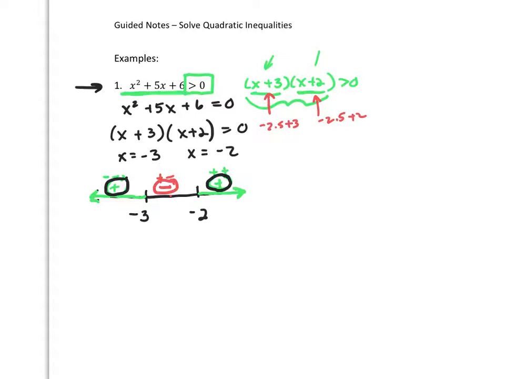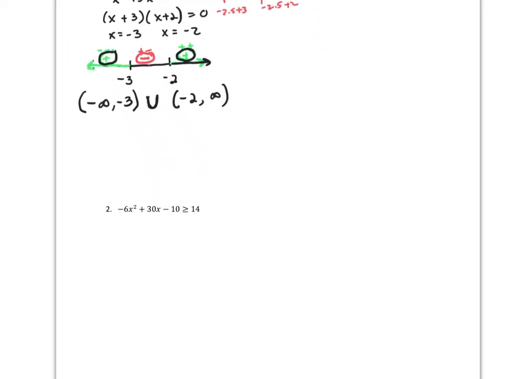So if I write that in interval notation, look at your number line, read your number line from left to right. So that's negative infinity to negative 3. It's always a parenthesis on infinity. And since I do not have greater than or equal to, it will be a parenthesis there. And then the union symbol, this is just a connector. Negative 2, and this goes up to positive infinity. So there's your solution. Okay, let's do another one.